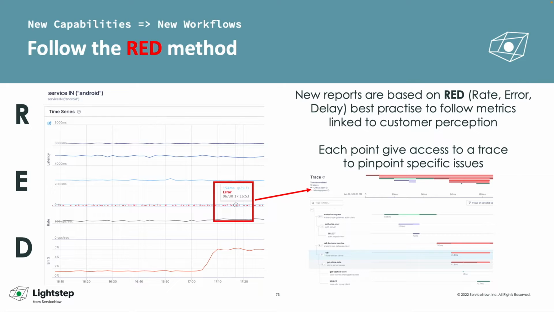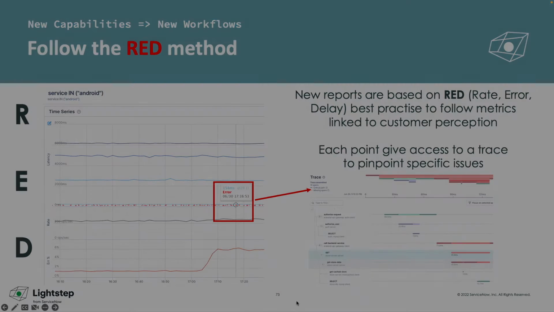When a customer has a problem using your application or your website, it is mostly because the site is too slow or because the site generates too many errors. And that's typically what you will follow with these RED metrics.